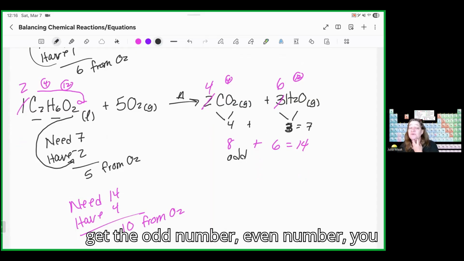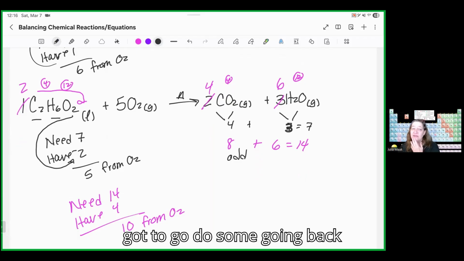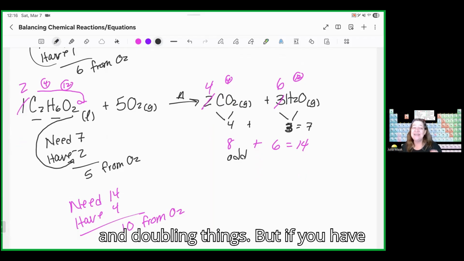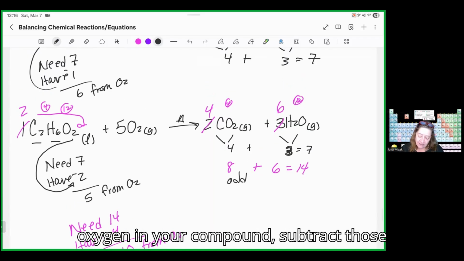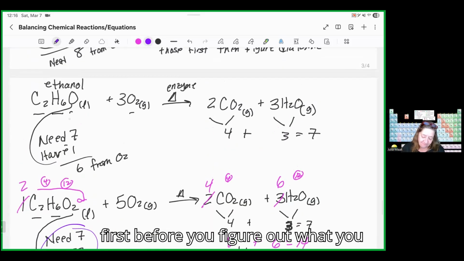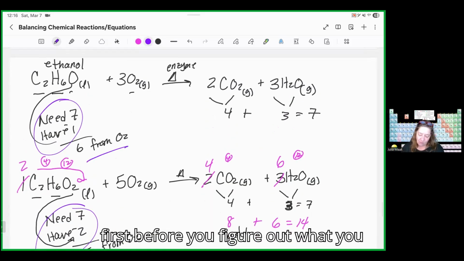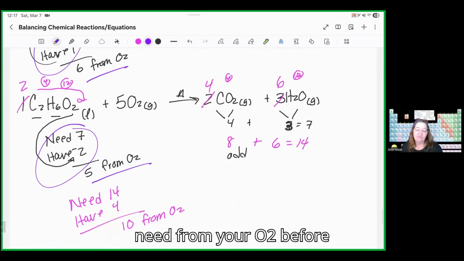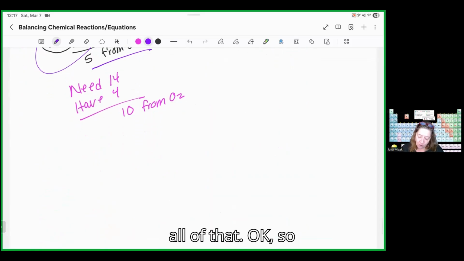Okay, so when you get the odd number, even number, you got to go do some going back and doubling things. But if you have oxygen in your compound, subtract those first before you figure out what you need from your O2, before you decide to double and all of that. Okay, so we'll do one more.